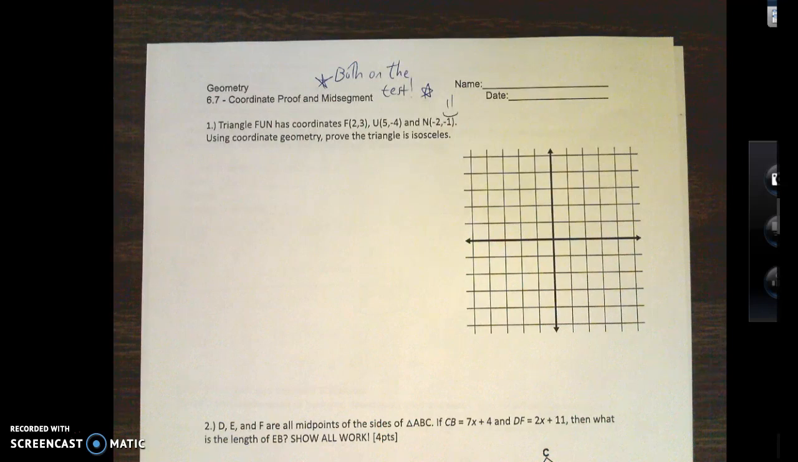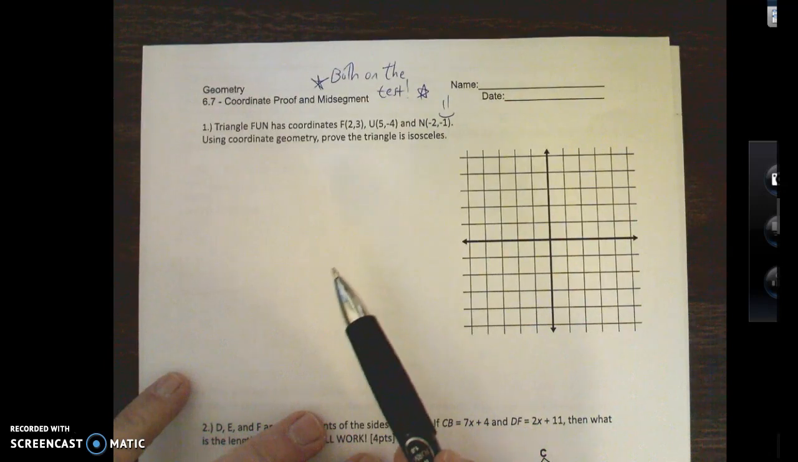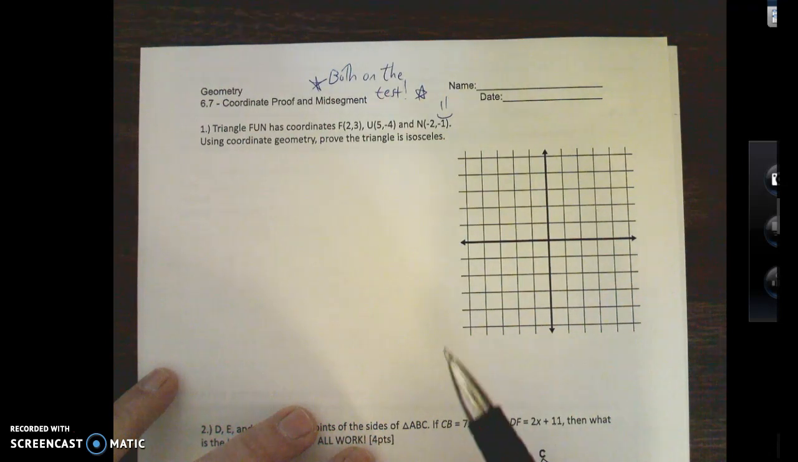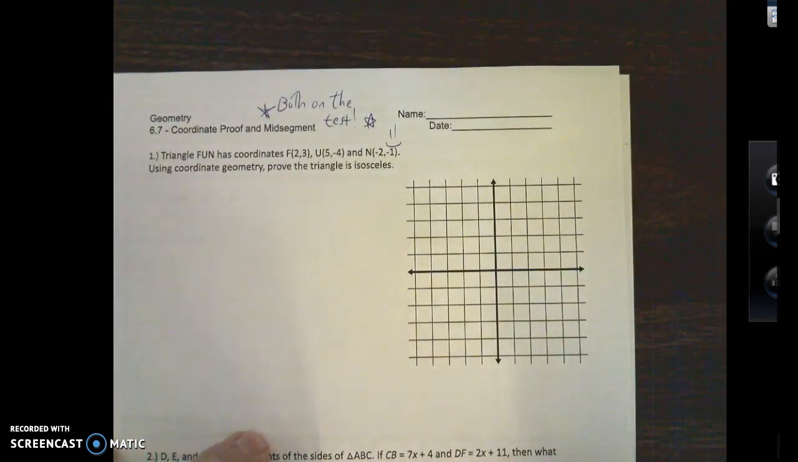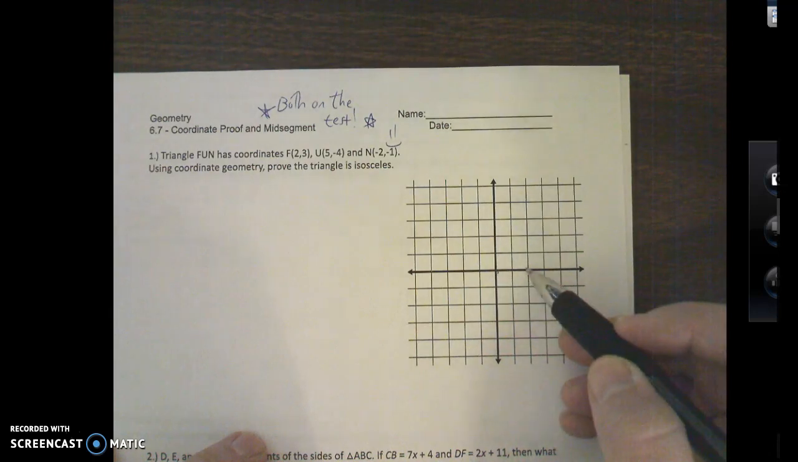Alright, now, the first thing we're going to take a look at is something called a coordinate proof. We have here, it says triangle FUN, fun, get it, like math, has coordinates F, U, N. Using those following coordinates, using coordinate geometry, prove the triangle's isosceles. Okay, so first thing we're going to do is plot these points. So plot point F, 2, 3, here is 0, 0, right 2, up 3.